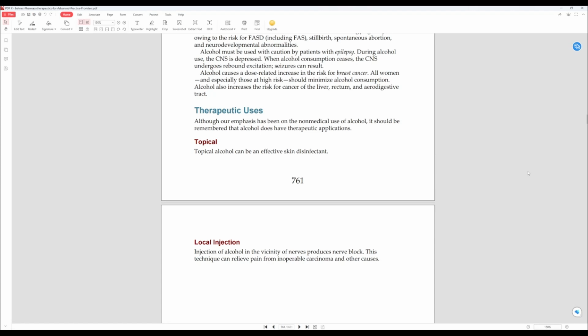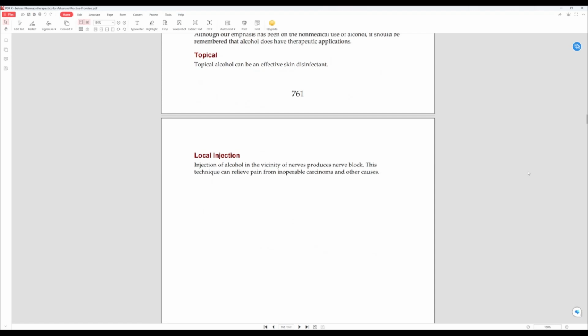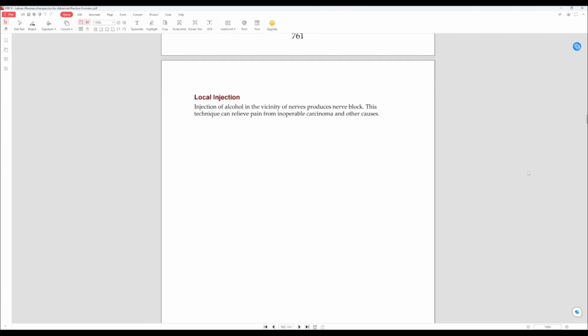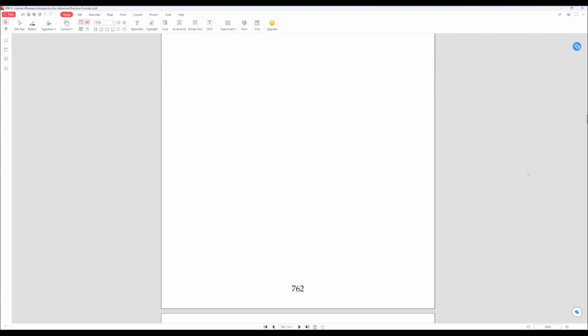So, its therapeutic use. Although our emphasis has been on the non-medical use of alcohol, it should be remembered that alcohol does have a therapeutic application. Topical alcohol can be an effective skin disinfectant, and local injection of alcohol in the vicinity of a nerve produces a nerve block. This technique can relieve pain from inoperable carcinomas and similar causes.